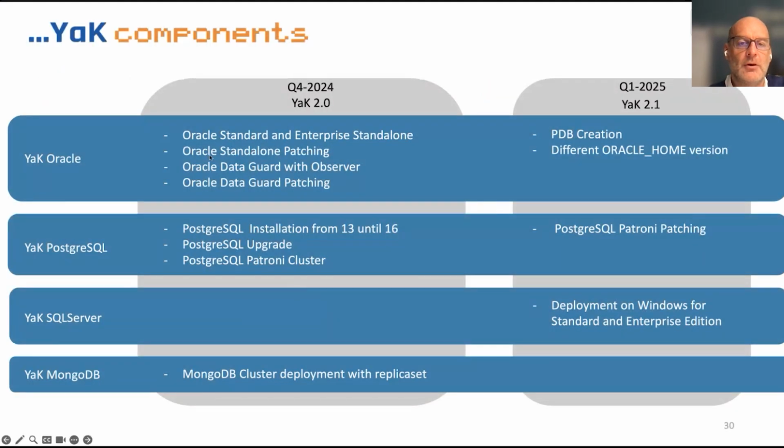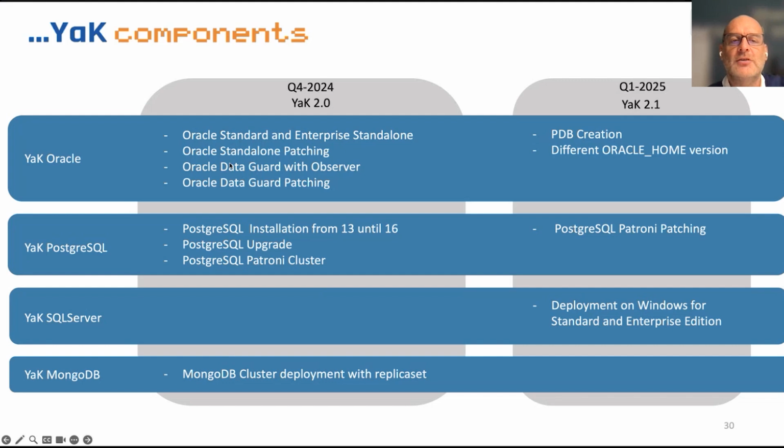This is the roadmap. Until the end of the year, the component will come out. What I want to say is, YaK has existed for 2 years. It was version 1, and we are currently at 1.7. All these features already exist in 1.7, but here the goal is to integrate them into the UI.